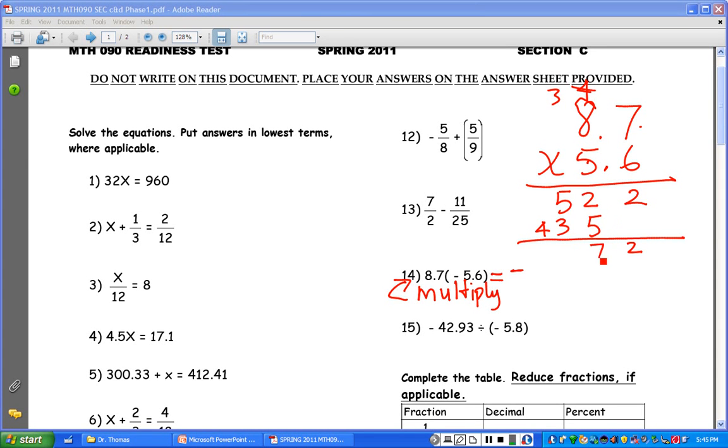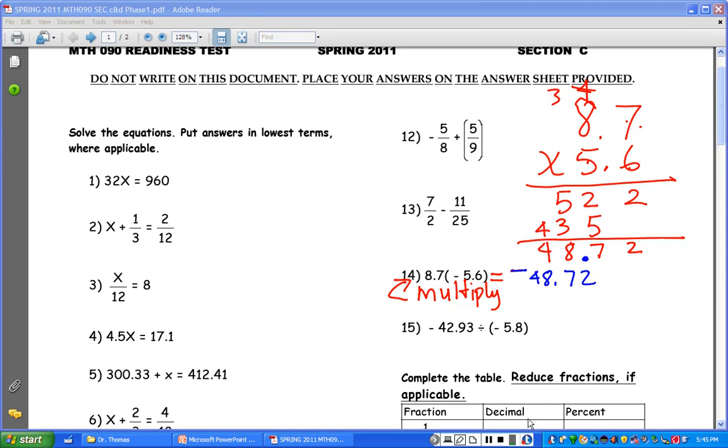Then we add the columns. 2 plus 5 is 7. 5 plus 3 is 8. Bring down the 4. And then you have one decimal place here. This is one number behind the decimal, so one decimal place, and another one decimal place. Add them together, so 2 decimal places. So your decimal should be 2 decimal places. So right here. So negative 48.72 is the answer.